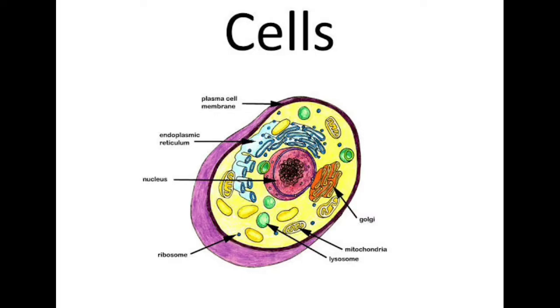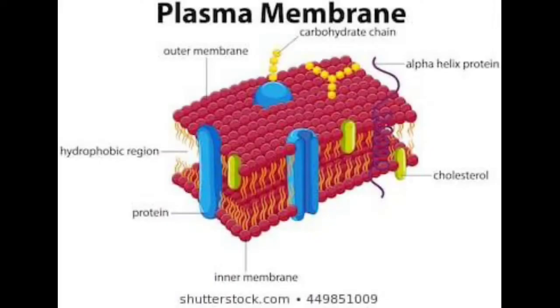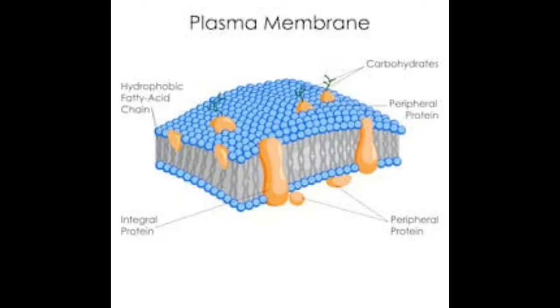Cell membrane. Look at this picture. Here we can see the cell membrane. It is also called plasma membrane. It is the outer covering of the cell which allows movement of substances in both directions. It also gives shape to the cell. The structure of the cell membrane is basically the same in the cells of all plants and animals.